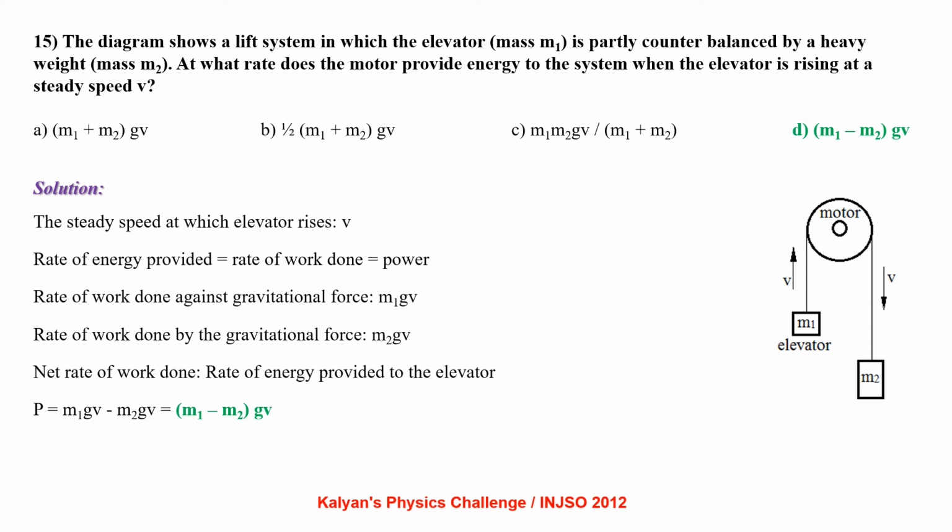Rate of energy provided, that is equal to rate of work done, is equal to power. Rate of work done against gravitational force is m1 gv. Rate of work done by the gravitational force is m2 gv. So the net rate of work done, that is the rate of energy provided by the motor, is m1 gv minus m2 gv, that is (m1 minus m2) gv.